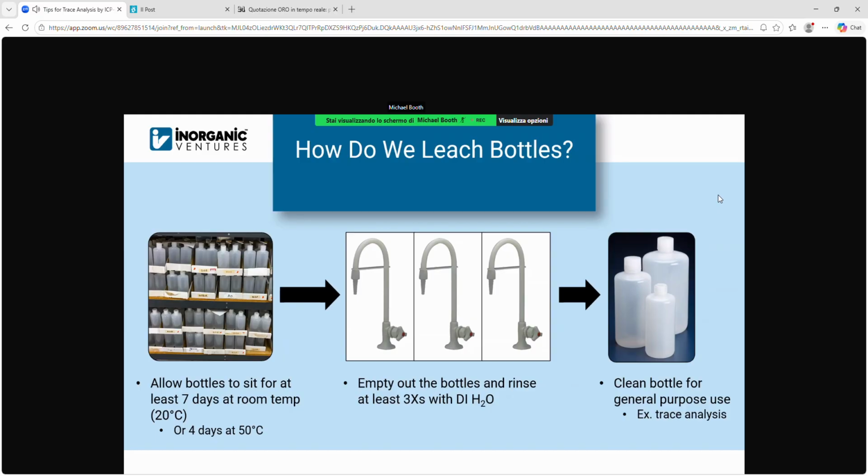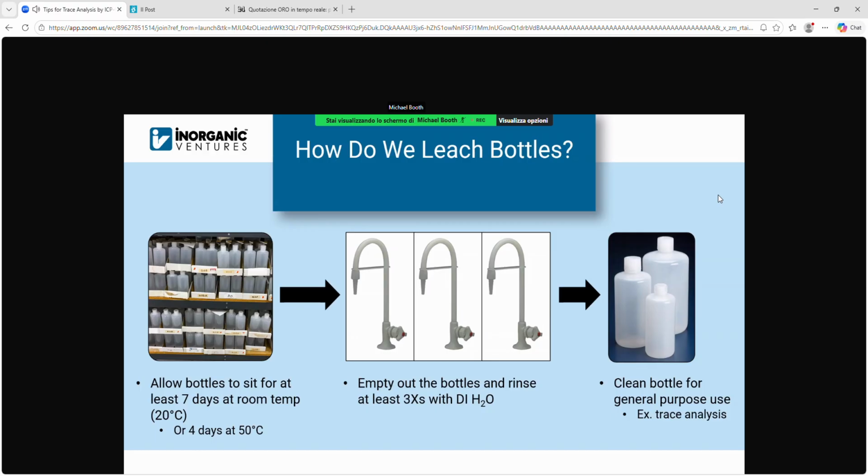After that, this is critical. You need to make sure that you rinse those containers really well. So rinse them out at least 3 times with deionized water. Make sure you're doing full rinses, filling the bottle up, emptying it completely, filling it back up again. Make sure you rinse all that acid out of that bottle. And then you can dry them and they're clean for general use.